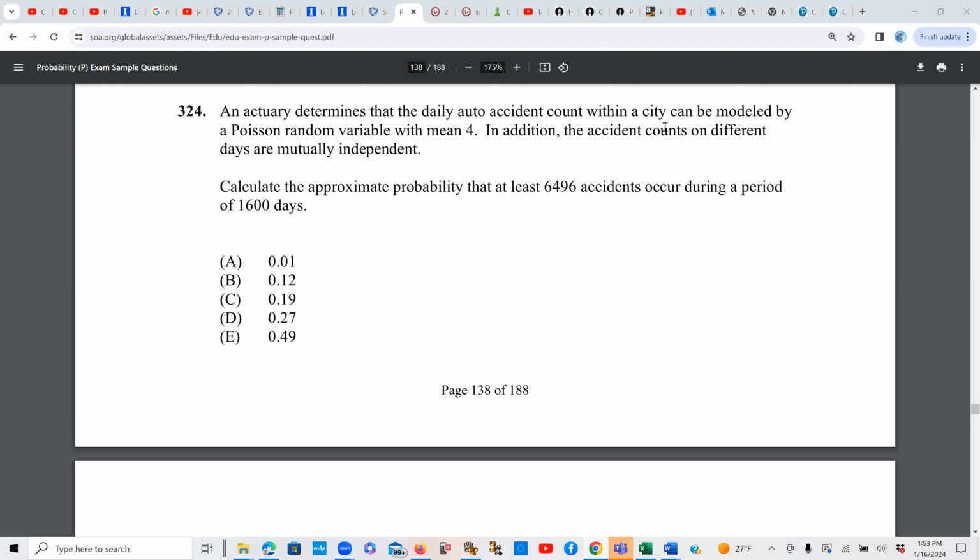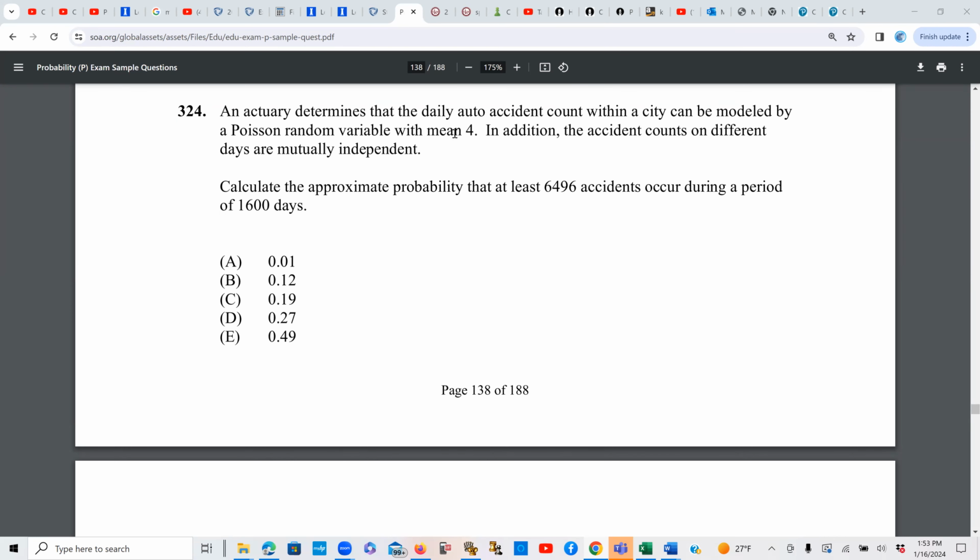An actuary determines that daily auto accident count can be modeled by a Poisson variable mean 4. In addition, the accident counts on different days are mutually independent. Calculate the approximate probability that at least 6,496 accidents occur during a period of 1,600 days.